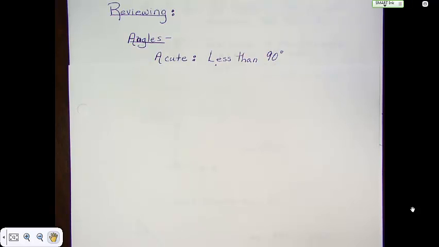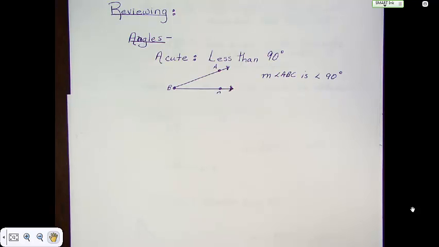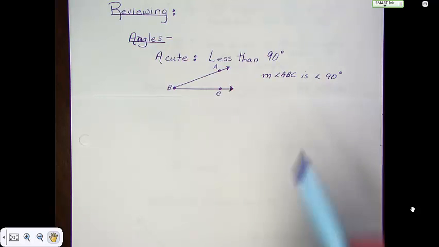You have angles. What kind of angles do we have? Well, we have acute angles. They're really cute, little tiny angles, and they're less than 90 degrees. Here is an example. Please put that into your notes so you have an example of an acute angle.